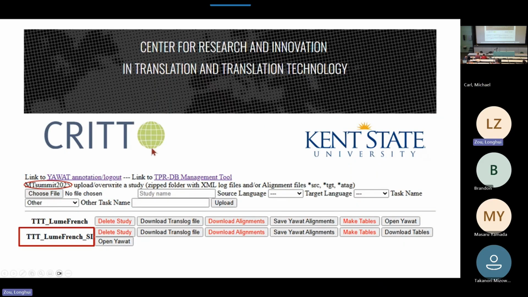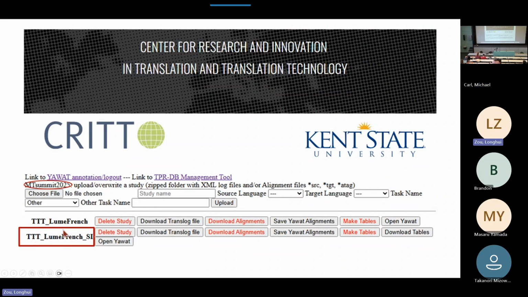Okay, so we use the Yawa tool shown in this slide to upload the bitext to the TPR-DB. Once the bitext is successfully uploaded, the source text and target text are automatically sentence aligned. During the upload process, there is also an option here for automatic word alignment, which enables immediate word-level alignment upon completion, as shown in this screenshot.